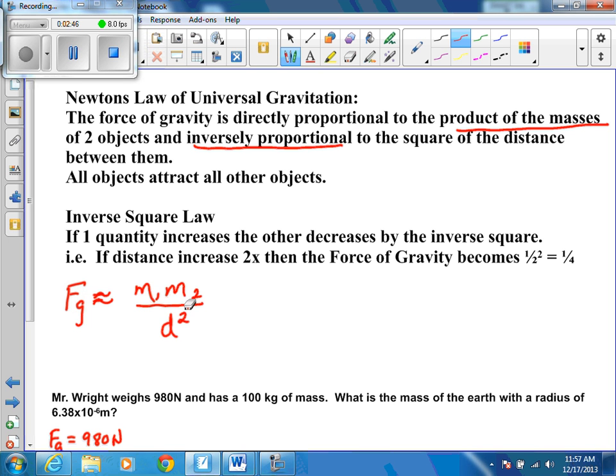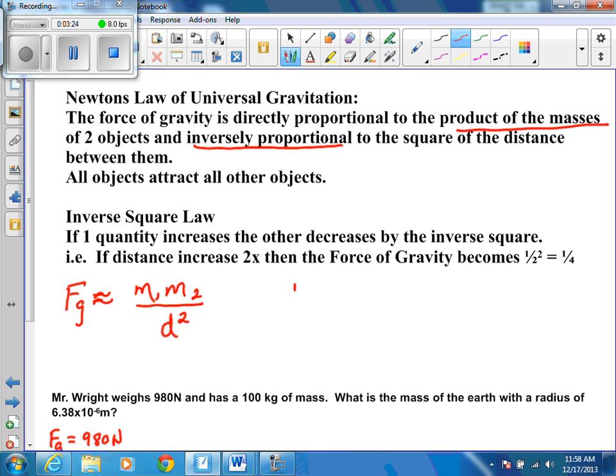So I'm going to have something that looks like this. Okay. So let's just pretend that all these numbers were 1. So I got 1 times 1 divided by 1 squared. What's that all going to equal? 1. Congratulations. Now, if I double my mass, though, now I'm going to have 1 times 2 divided by 1 squared. So what happens when I double my mass? I double my force. If you triple your mass, what happens? You triple the force of gravity. You triple the weight.